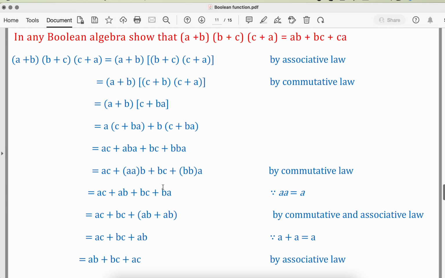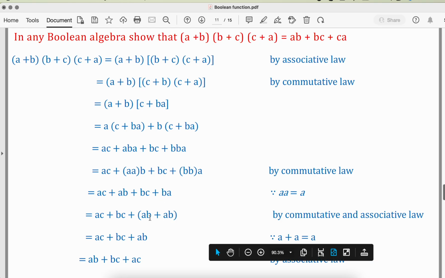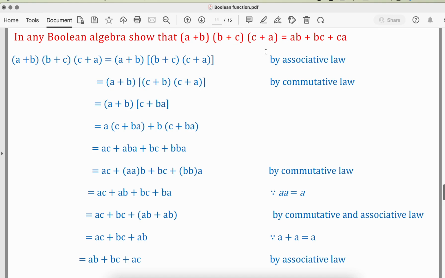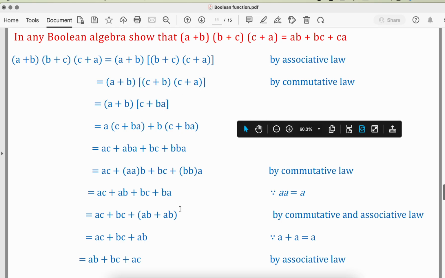This BA can be written as AB by commutativity, and A + A is A, meaning AB + AB is AB. So it is AC + BC + AB. Again, by applying the associative law, AB + BC + AC. So in Boolean algebra, AB + BC + CA is the same as AB + BC + CA.